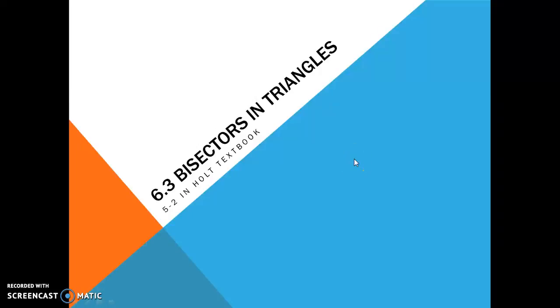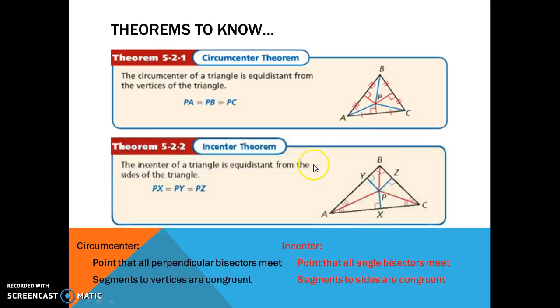Today we are talking about 6.3, bisectors in triangles, and this will relate to Chapter 5, Lesson 2 in your whole textbook, called Bisectors in Triangles. So again, the first things that you should look at are the theorems. We are going to discuss the circumcenter and the incenter of a triangle.